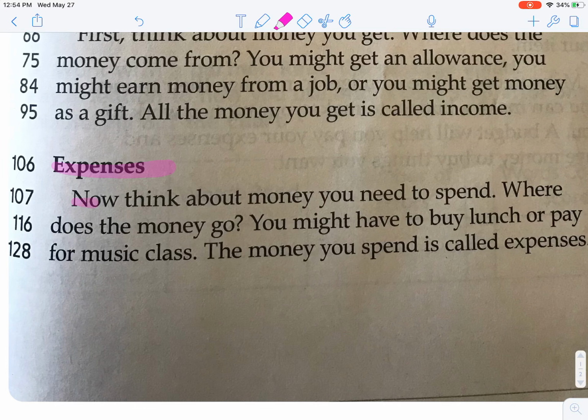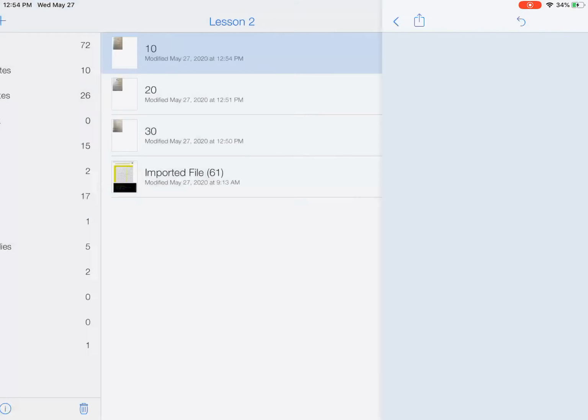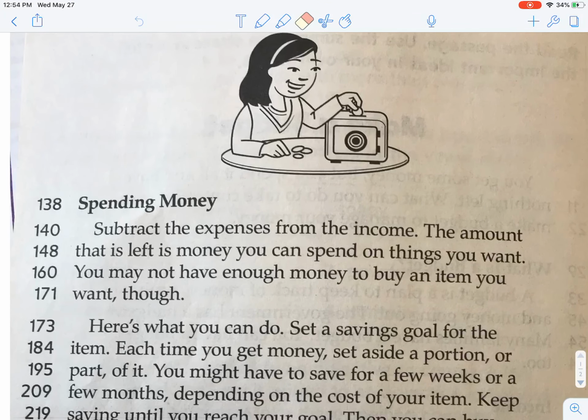Expenses. Now think about money you need to spend. Where does the money go? You might have to buy lunch or pay for music class. The money you spend is called expenses. Let's turn the page. The picture shows a girl putting a coin in her piggy bank.